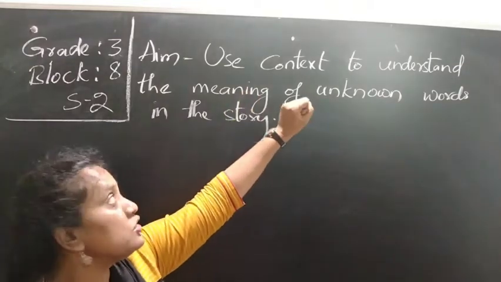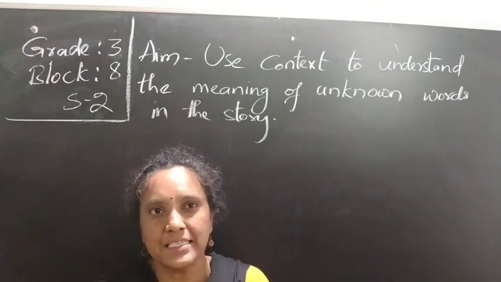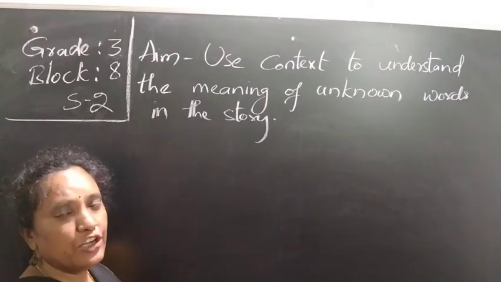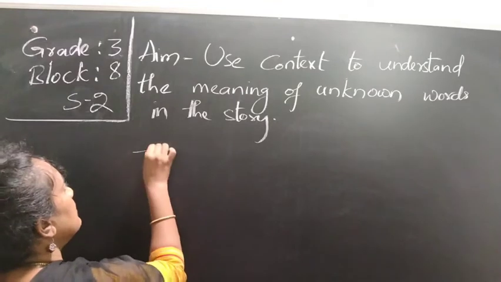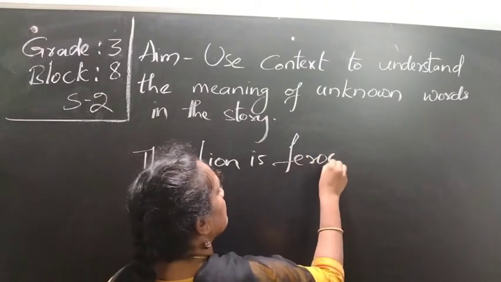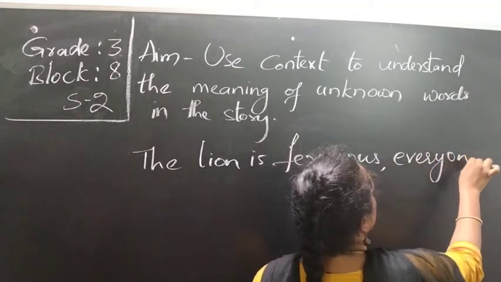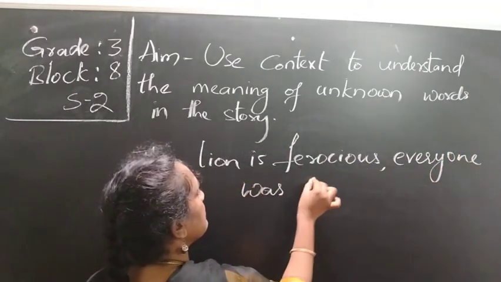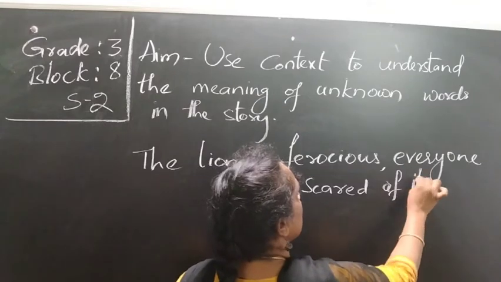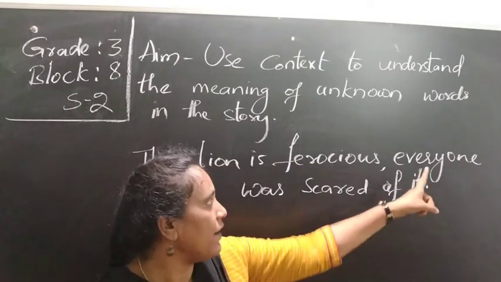We are using the context to understand the meaning of unknown words in the story. Just by seeing some sentences we must try to understand the things. So in the previous lesson, if we take some sentences like, the lion is ferocious. Everyone was scared of it. If we take such sentences, see here. The lion is ferocious. Everyone was scared of it.